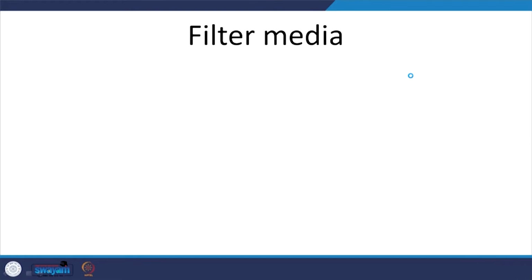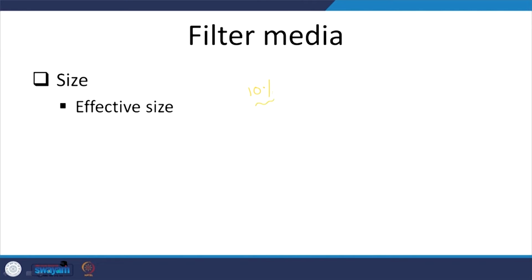So what are the other considerations? Obviously the kind of media and how many layers: is it single media, three kinds of media or multiple media? Let us see when these things come into play. Obviously when I choose media, I need to look at the size of the media, and when I talk about size, I am talking about effective size.